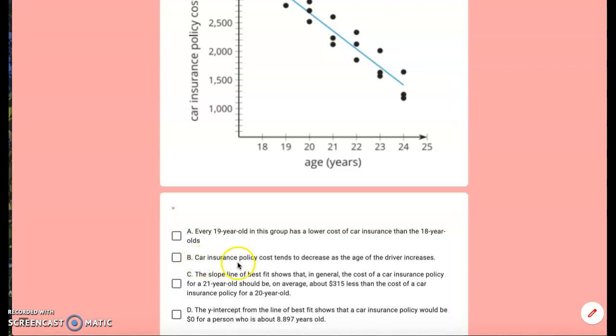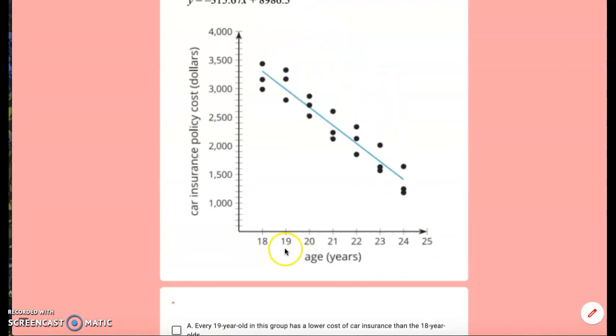Next statement. Car insurance policy cost tends to decrease as the age of the driver increases. So the cost decreases as age increases. Is that true? Cost decreases, we can see this negative slope, as age increases from left to right. That makes sense. Also logically, that makes sense. The older that you are, the less risky that you are. So therefore you pay less in car insurance, giving us this negative slope over time.